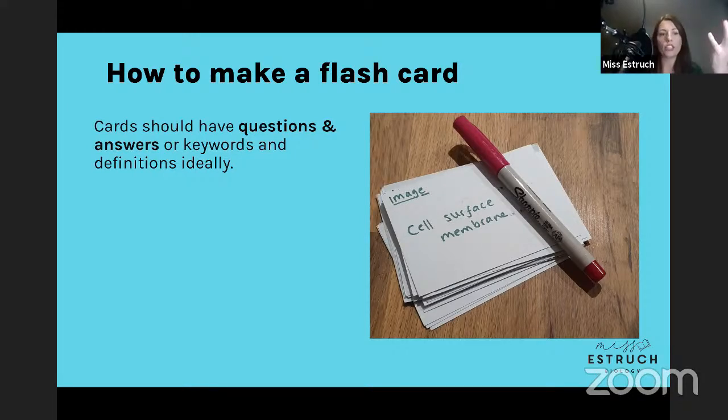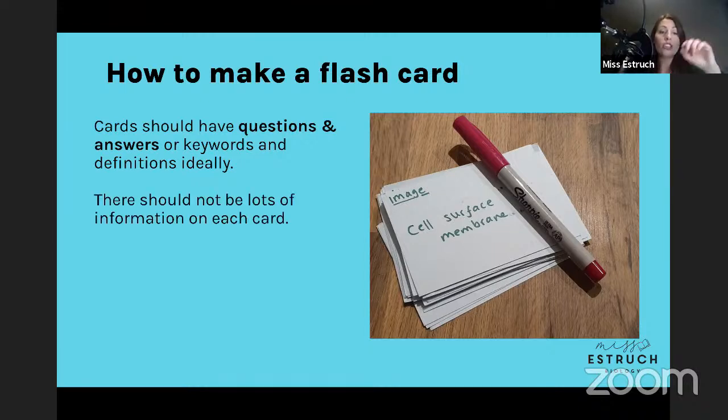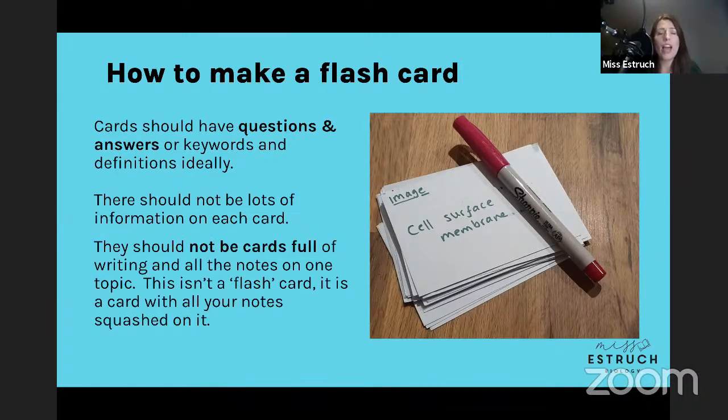So first thing is, the cards should have questions and answers on them, or it could be a keyword and a definition. That's what you're aiming for on these flashcards. They should not have lots and lots of information on each card. If you do, that will just basically mean you've taken all of your class notes and crammed it onto a tiny card, which is pointless. You're not going to learn anything.